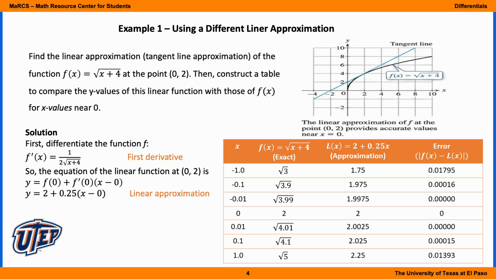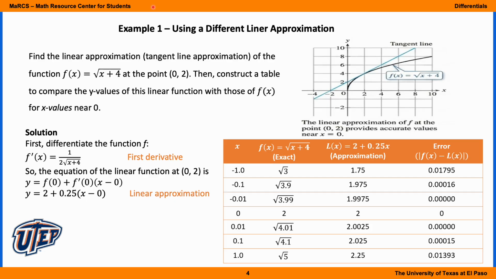So here's an example. We are provided the function f of x is equal to the square root of x plus 4, and we are told to find the linear approximation, or the tangent line, at the point 0, 2. So then we will construct a table to compare the y values of this linear function with those of f of x for the x values near 0. So the first step is to differentiate the function f. So f prime of x is equal to 1 divided by 2 times the square root of x plus 4.